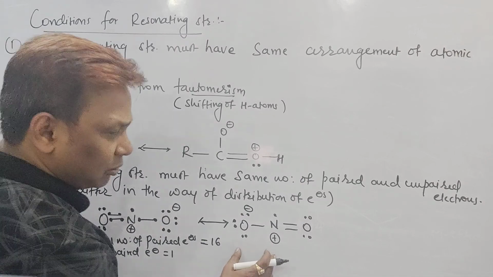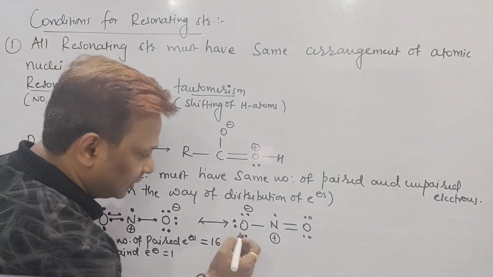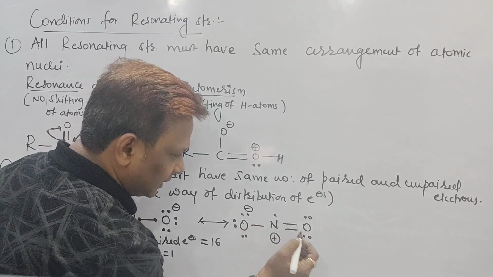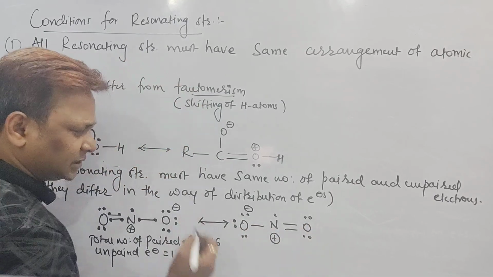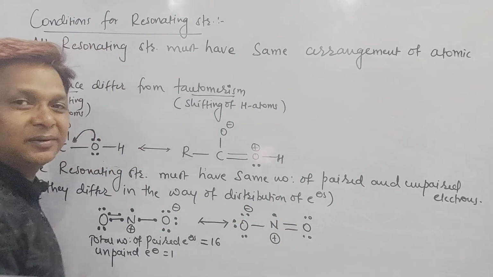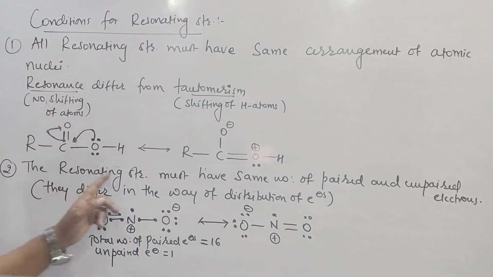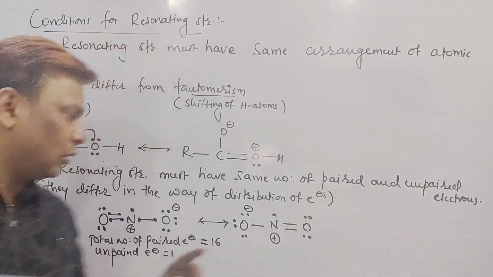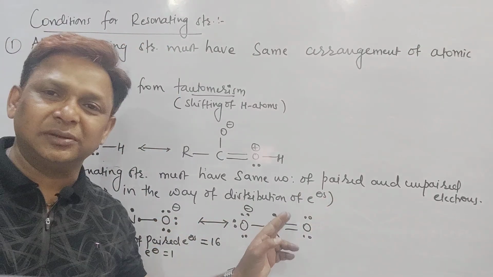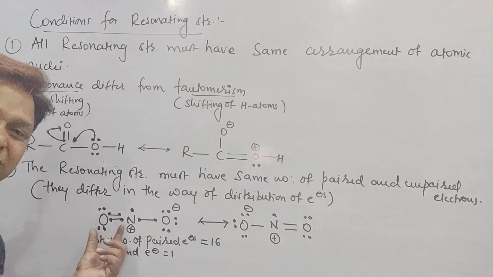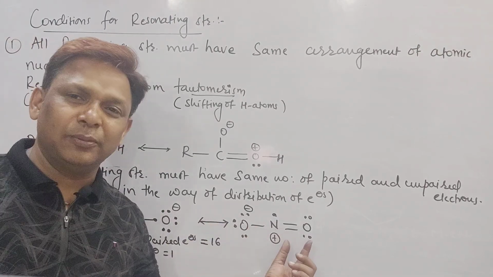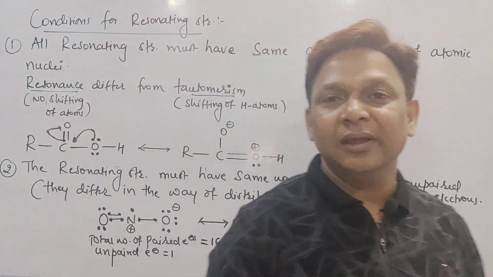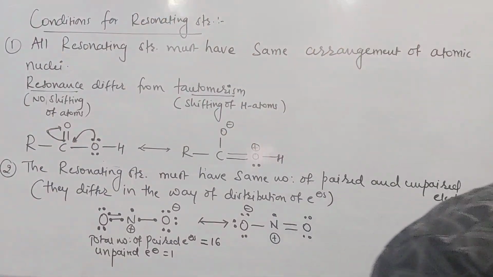But in this case also count the total number of paired electrons, how many? 1, 2, 3, 4, 5, 6, 7, 8. 8 into 2 is 16 and the unpaired electron is still 1. That's why they say the resonating structures must have the same number of paired and unpaired electrons, but they differ in the way of distribution. In this case the double bond is on the left side, in this case the double bond is on the right side. This is one more condition of the resonating structure. Take a screenshot of this one.